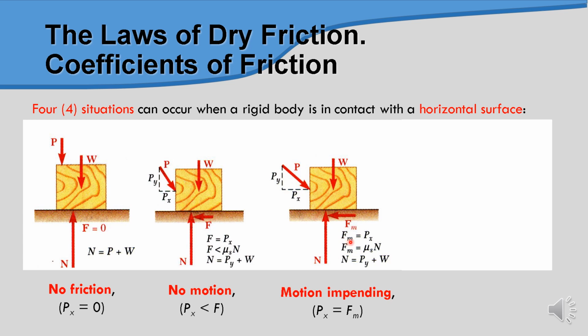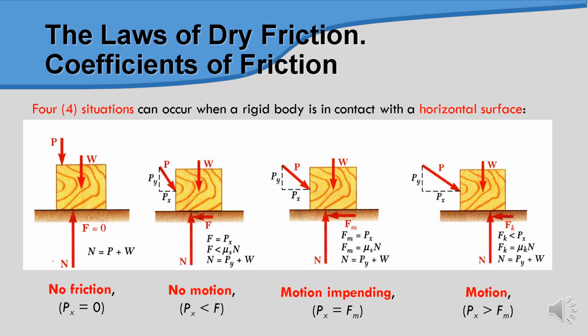in this condition, the static friction is at the maximum value, so that the value of Fm is equivalent to the value of Px here. So once the value Px is greater than Fm, the block will start to move. In this case, we have Px greater than the value of Fm, so the block will start to move. Once it starts to move, the static friction turns to be a kinetic friction.